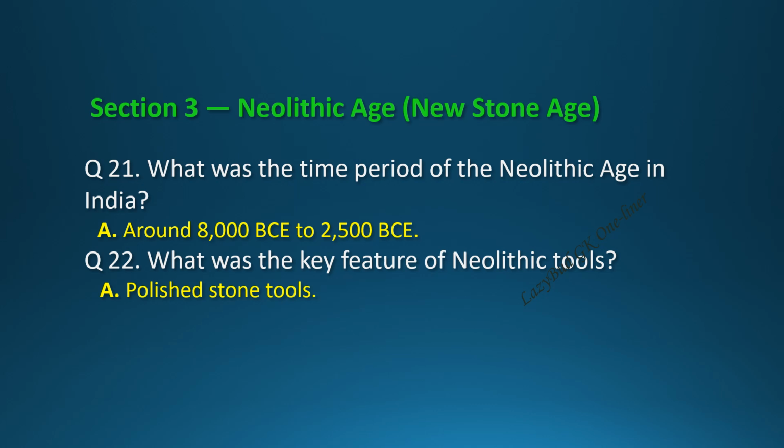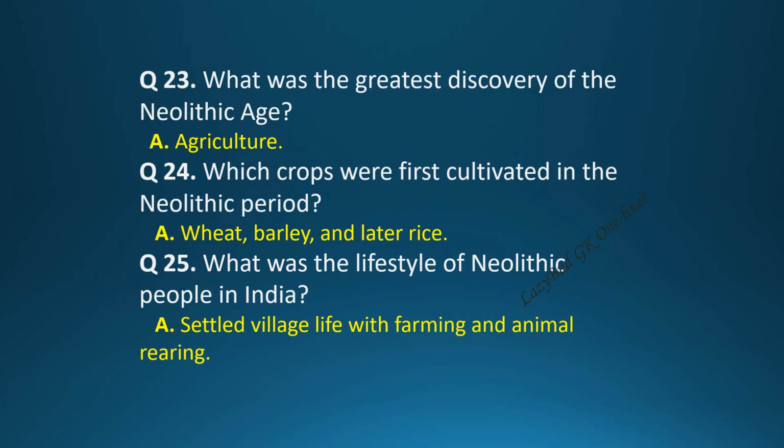Answer. Around 8,000 BCE to 2,500 BCE. Question 22. What was the key feature of Neolithic tools? Answer. Polished stone tools. Question 23. What was the greatest discovery of the Neolithic Age?